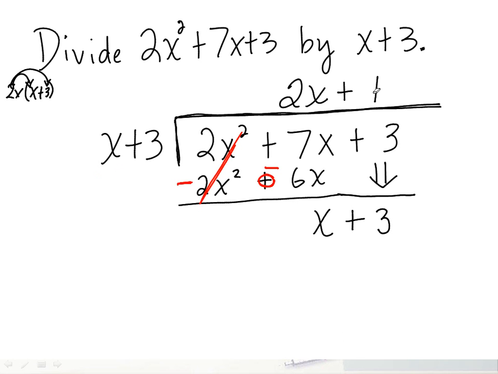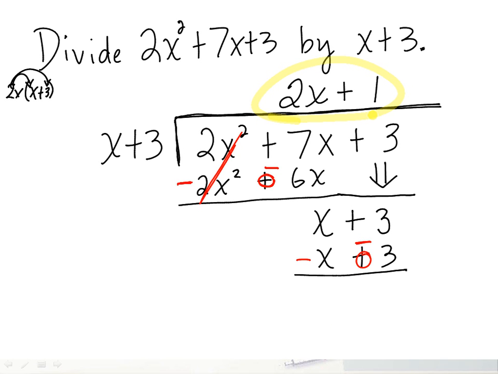Then we multiply that 1 times that x plus 3. 1 times x plus 3 is x plus 3. Then don't forget, you must change your signs now. And not just the sign for x, but the sign for 3 as well. So that's negative here, and change that positive to a negative. So we end up having no remainder because x minus x is 0, 3 minus 3 is 0. So the answer is 2x plus 1. The same thing that we got when we simplified that expression.